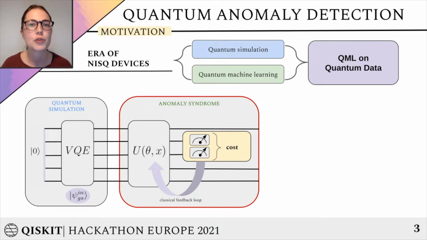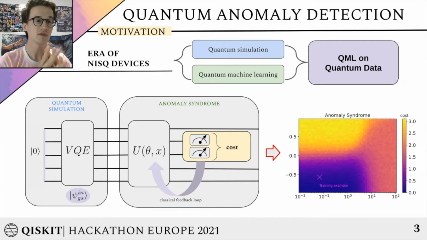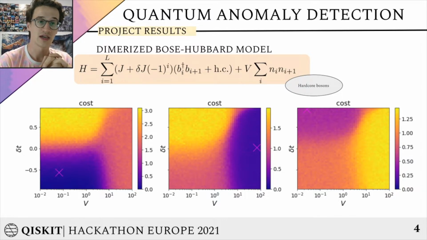The goal is now to train this quantum circuit to minimize the cost function on a small training set containing normal data points. Once a circuit is successfully trained, we can test it on normal and anomalous data, and hopefully the cost function will show a spike for data points that are different or anomalous. To see if our quantum anomaly detector works, we tested it on the Bose-Hubbard model at half-filling.